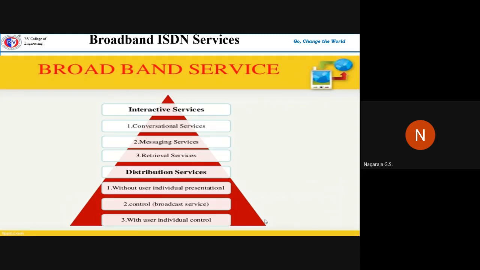At the base level, you have distribution services, because it is not under your control most of the time. Some of them may be, but not all the services. It all depends upon your applications. That's why all distribution services are at the base. And as you move on to the tip of the pyramid, certainly you are in the interactive mode. You get a response and then you move on. Hence it could be represented in this particular form.